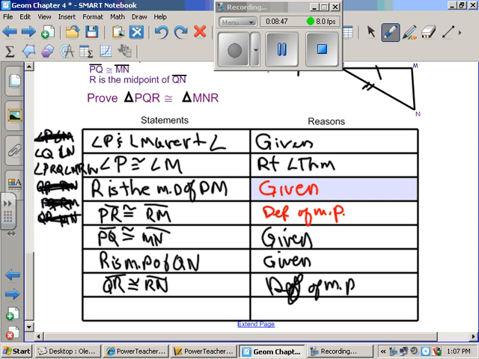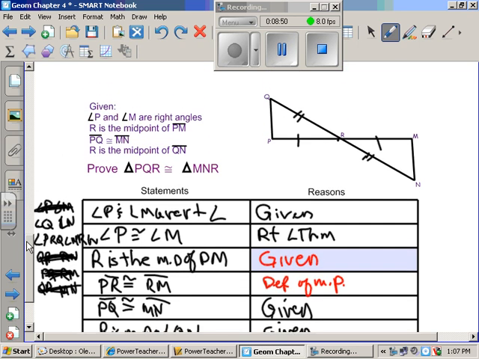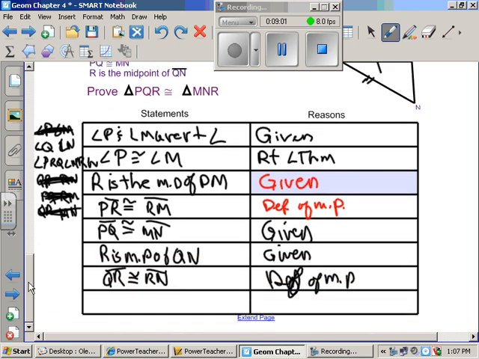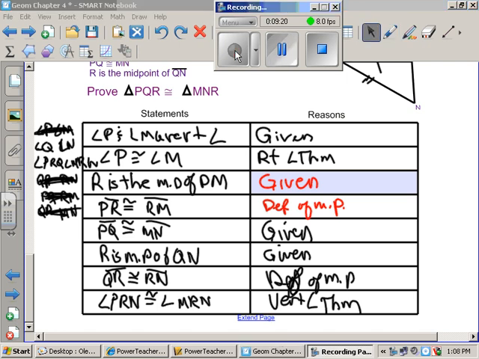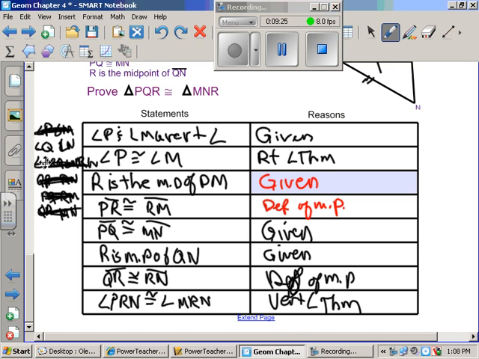So that just leaves these 2 angles that are left. So I look up here and I say, which angles can I look at the picture and tell are congruent? So these 2 are vertical angles, so I can say they're congruent by the vertical angle theorem. So I can say angle PRN is congruent to angle MRN by vertical angle theorem. Okay, and so I can cross that one off, and that just leaves Q and N.